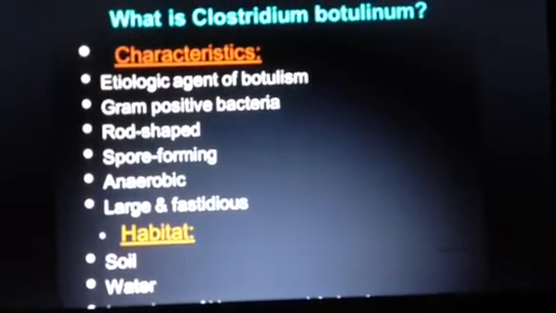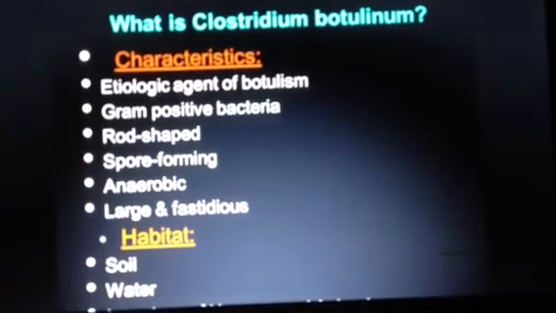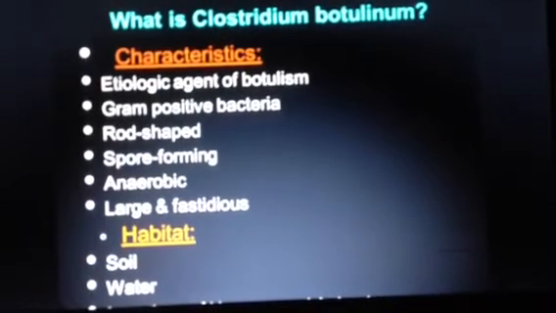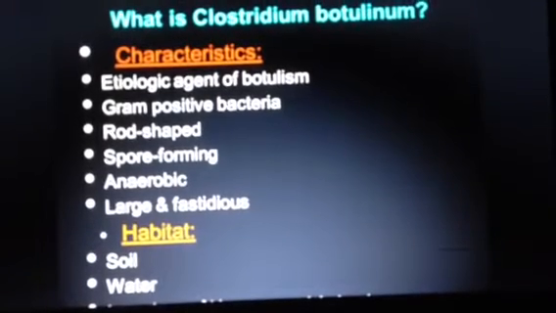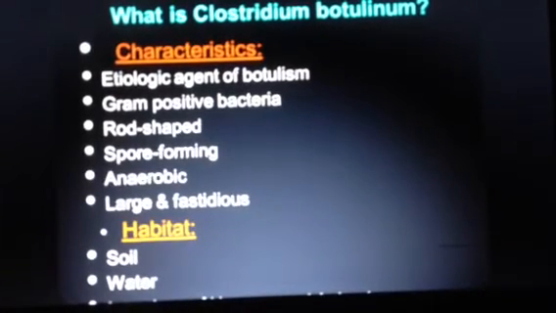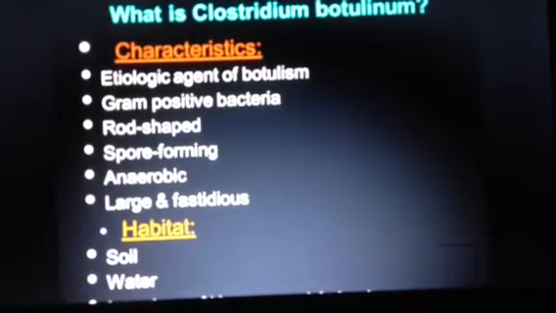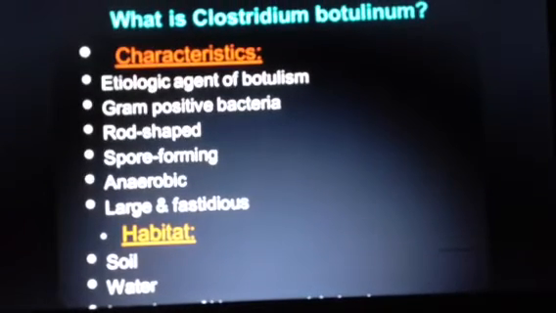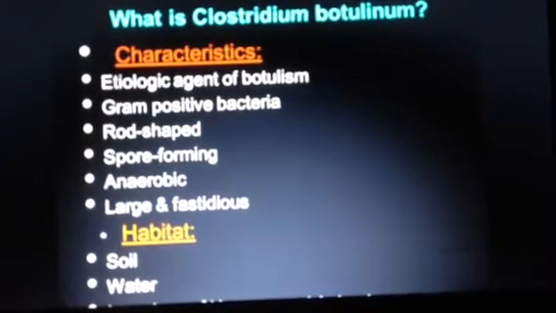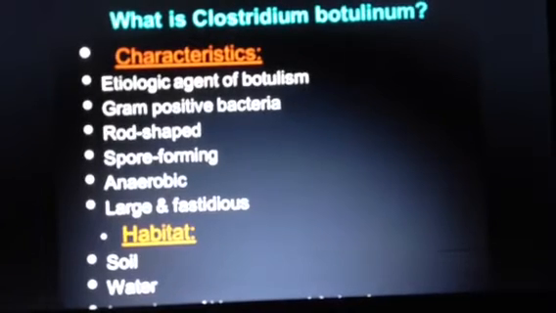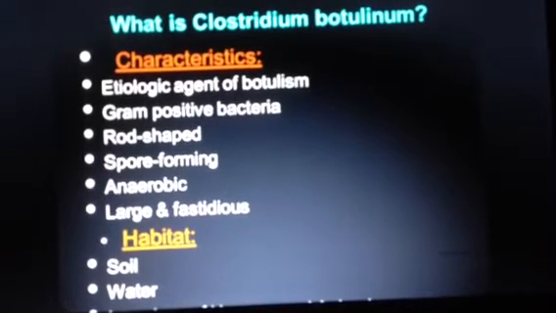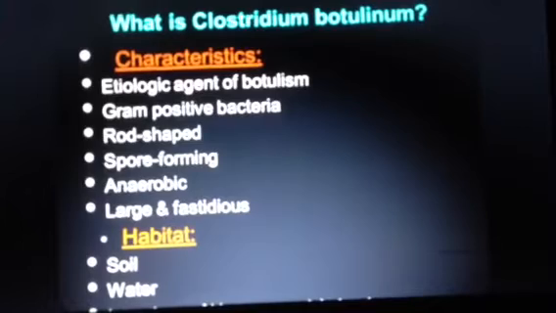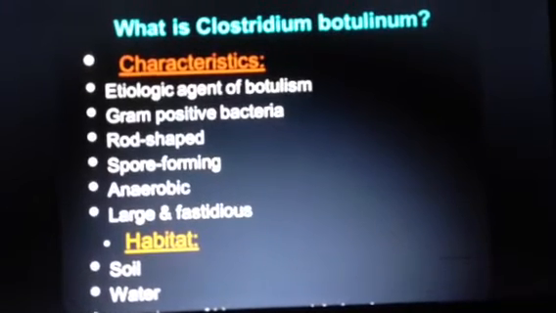What is Clostridium botulinum? Some of the characteristics of this bacteria are that it's gram-positive, it's rod-shaped, it's spore-forming, it's anaerobic in nature, it's large and fastidious. This bacteria can be found in soil, water, and the intestines of humans and animals.